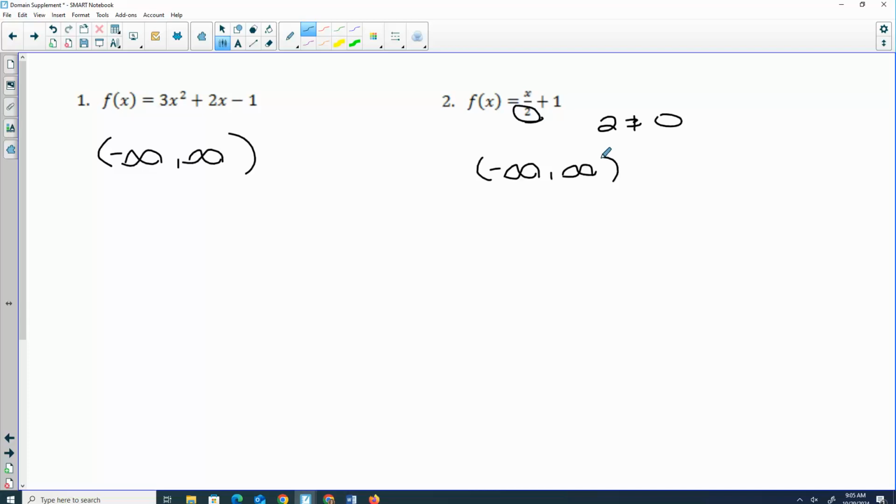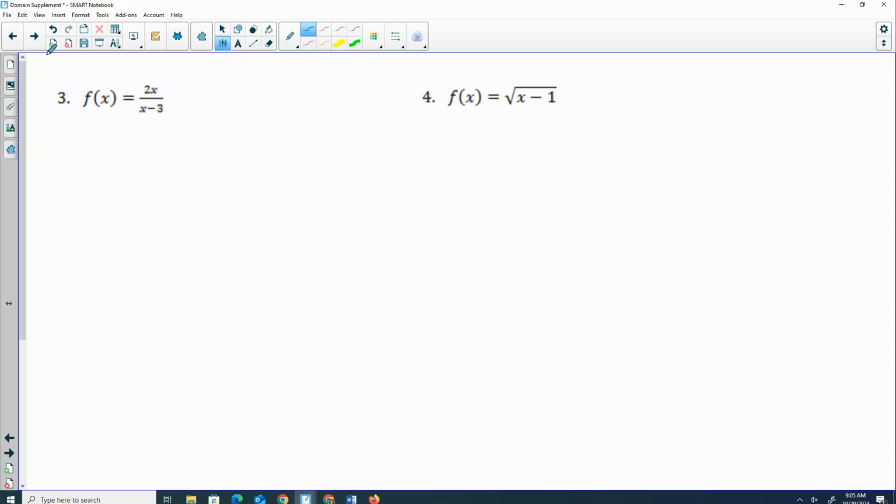Okay. Let's look at the next one. All right, this time I have a fraction. Remember that in a fraction, the denominator can't be 0. So I don't care at all about the top of the fraction, just the bottom. So if I'm solving that, add over my 3 and I get x cannot be 3.